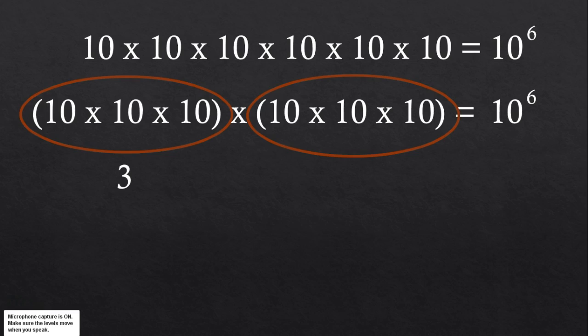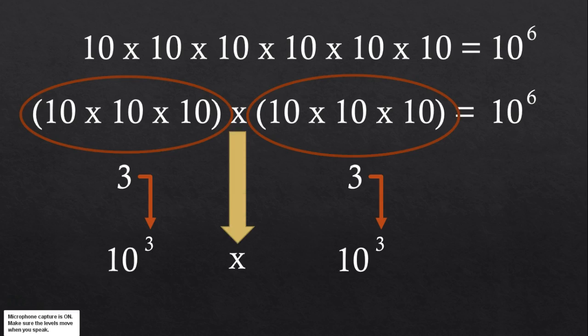Say the base and exponent for that group. 10 cubed. How many tens are in the other group? Okay, good. 3. Say the base and the exponent for that group. 10 cubed. So 10 cubed times 10 cubed equals 10 to the 6th. So what's another way of showing 10 to the 6th? 10 cubed times 10 cubed.